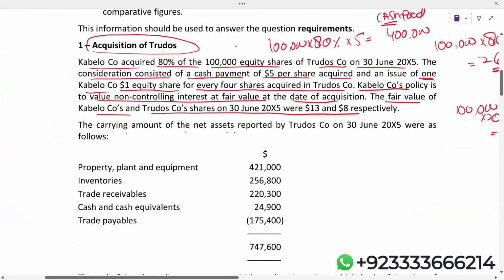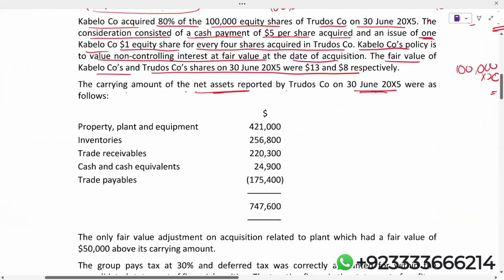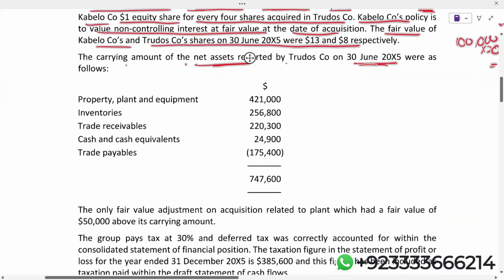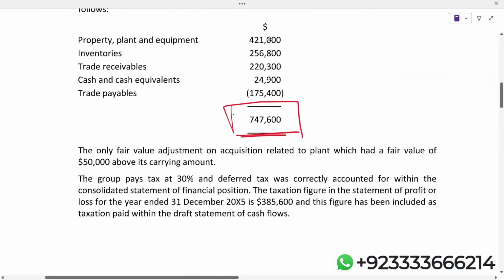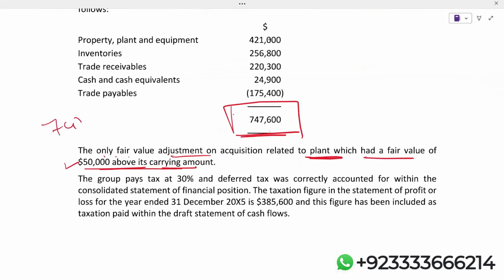The carrying amount of net assets reported by Traders on 30th June is my acquisition date. Students, don't forget this. The carrying amount of net assets at acquisition is basically given to us by the examiner, and the net assets at acquisition are 7,47,600. That helps us in calculating goodwill. The only fair value adjustment on acquisition related to plant, which had a fair value 50,000 above its carrying amount. So to 7,47,000 we will add 50.